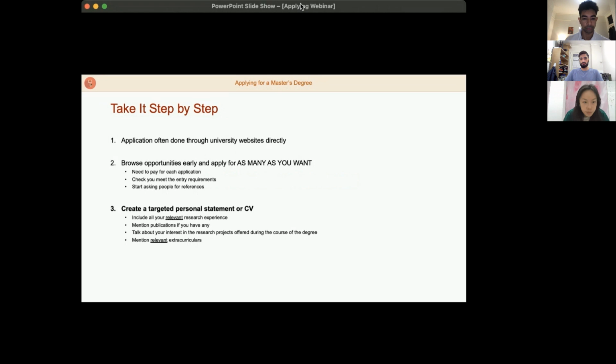And also, yes, relevant extracurricular things. Whereas when applying for an undergraduate degree, you might put more of a focus on things that are not directly related to science or research, here you want to keep that to an absolute minimum and focus more on your academic achievements.